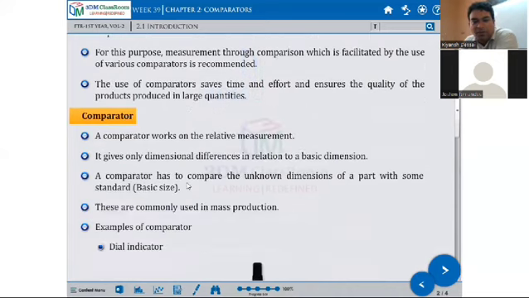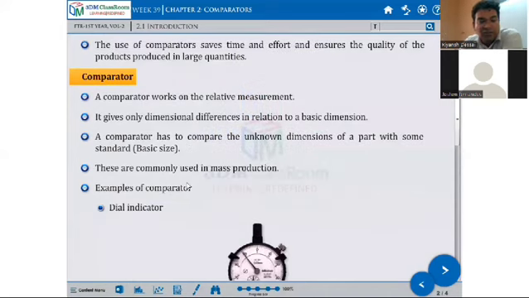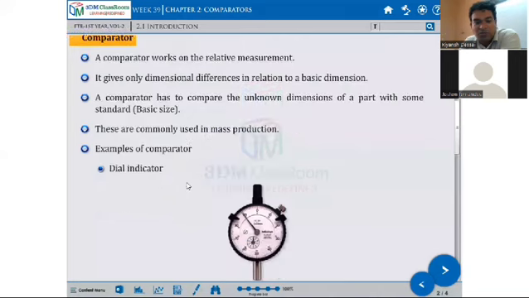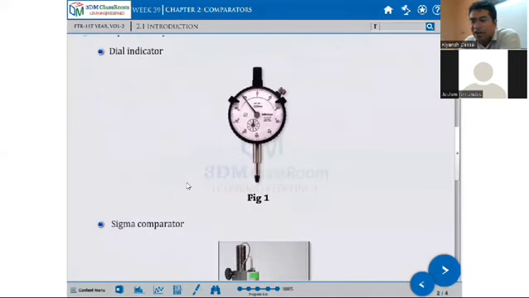Now see, a comparator works on relative measurements. It gives only dimension differences in relation to the basic dimension. The comparator has to compare the unknown dimension of the part with some standard basic set. These are commonly used in mass production. An example of a comparator is the dial test indicator. That is one. So I have already covered it.